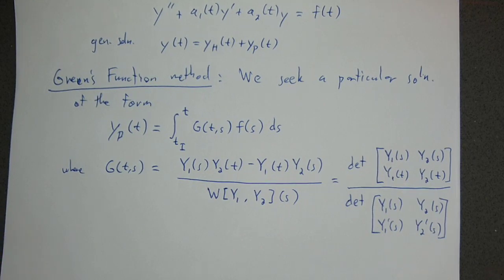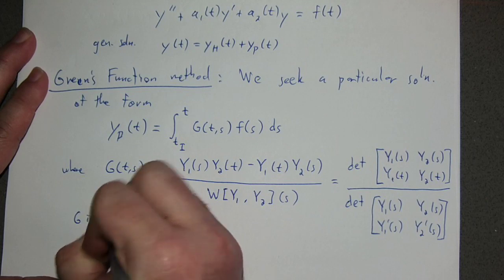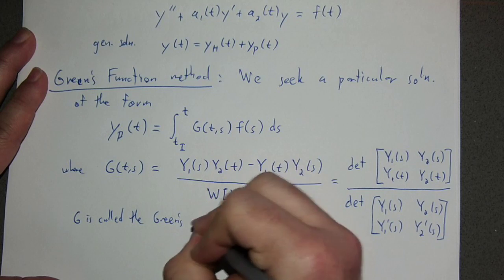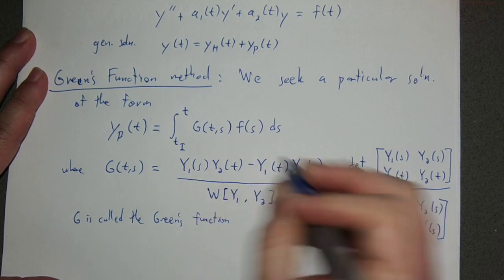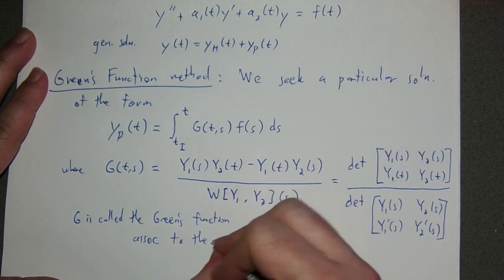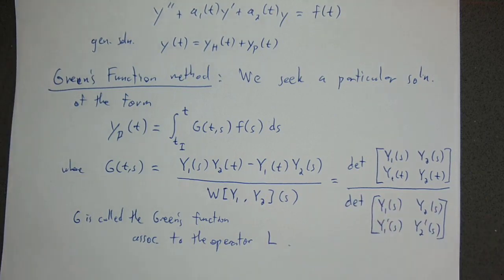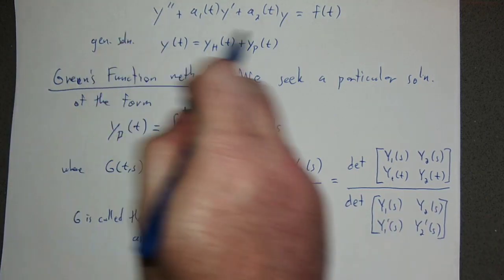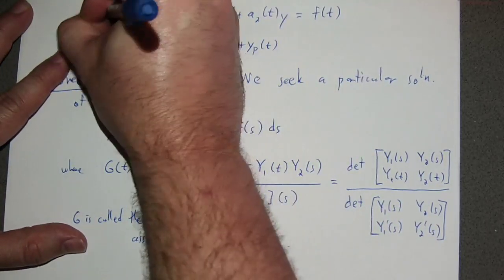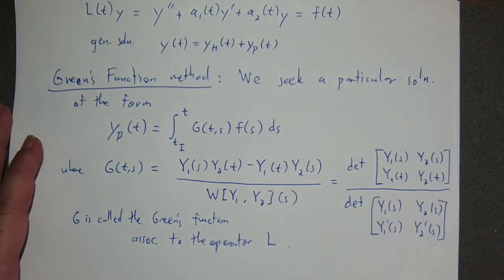This G is called the Green's function associated to the operator L. Remember, the operator L is just the left-hand side, which we write as L of t, y.